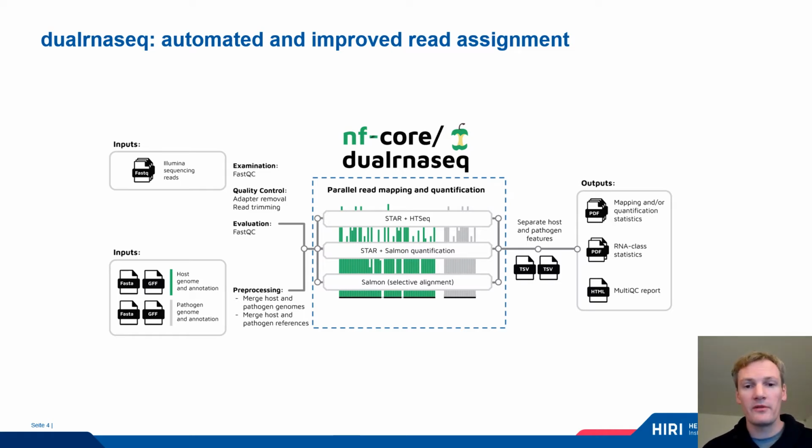Of the 3 methods is STAR and HT-seq, which is a more traditional genome-based approach, and we're introducing as part of the pipeline a transcriptome-based approach to assign reads using Salmon, which is a lightweight alignment approach. The main advantage of using Salmon is it has built-in functionality to assign many of these challenging reads using a model-based quantification strategy.